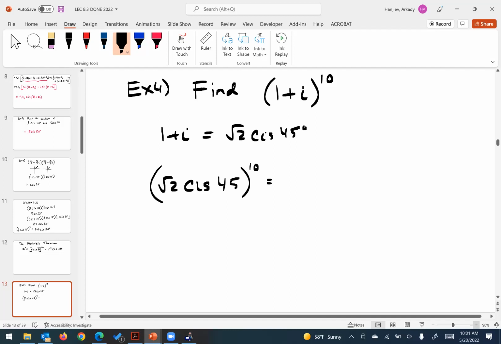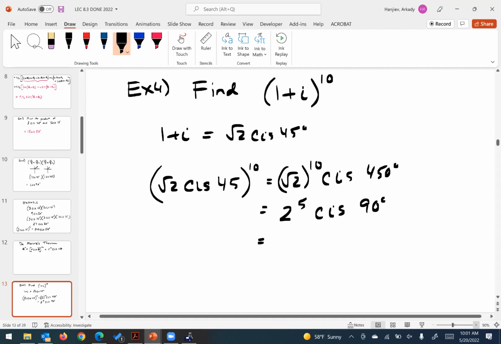Perfect. It's this to the 10th, cis to the 450, which really just becomes 2 to the 5th cis 90, which becomes 32. That's it, it's 32. Oh, no, 32 cis 90.